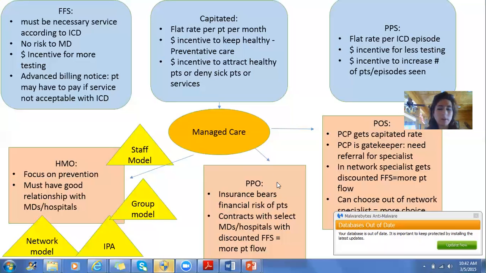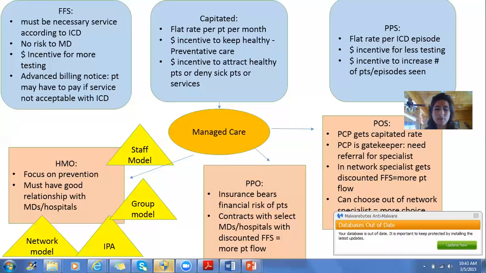And then the preferred provider organization, where insurance bears the risk. This is more like the group model of the HMO. They contract with the hospitals and docs at a discounted fee-for-service rate. In return, the docs and hospitals get more patients from this insurance company.